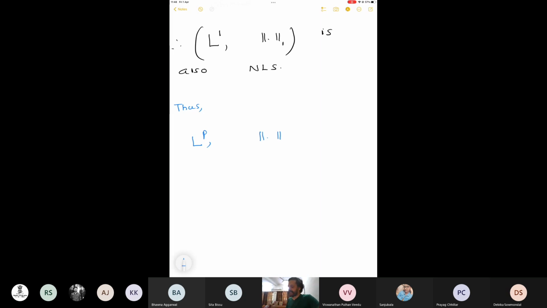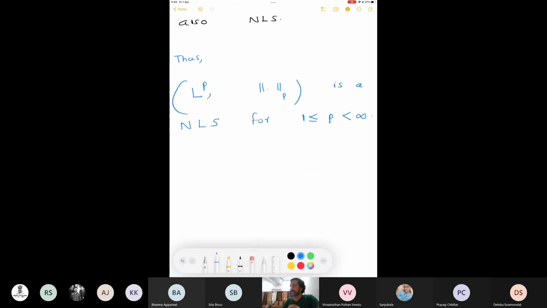We have to start with a measure space. Lp(X, A, mu), I should write, with norm p, is a normed linear space for 1 less than or equal to p strictly less than infinity. So far so good. So what we achieved is only one nice example of a normed linear space that is coming out of measure theoretical concept, and that is usually called Lebesgue spaces. So far so good.